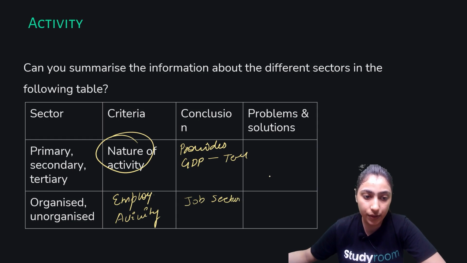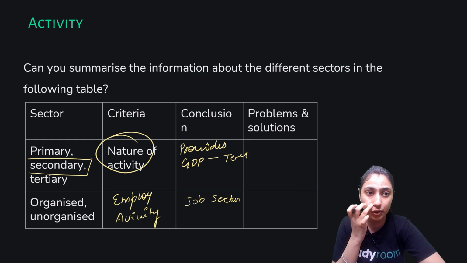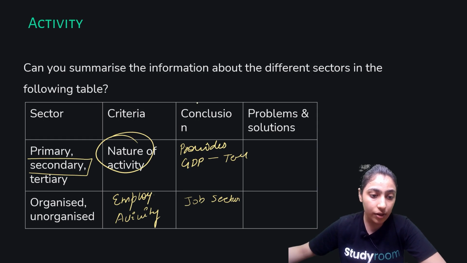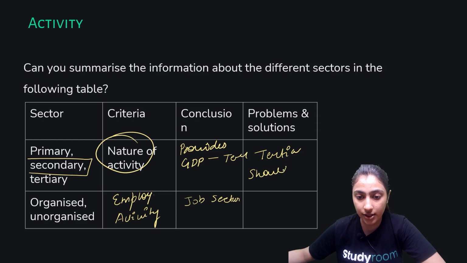Now problems and solutions under primary, secondary and tertiary. The main thing you can point out here is that I think the problem is basically in the secondary sector. People should be here, but more and more of the people are employed in the tertiary sector, although they should be in the secondary sector, but they are not.